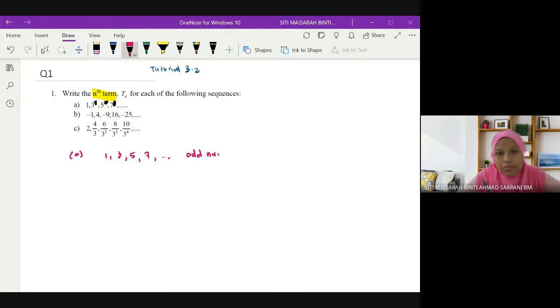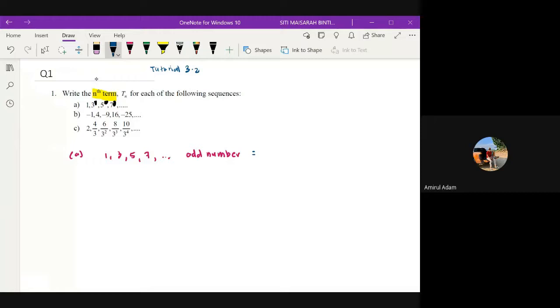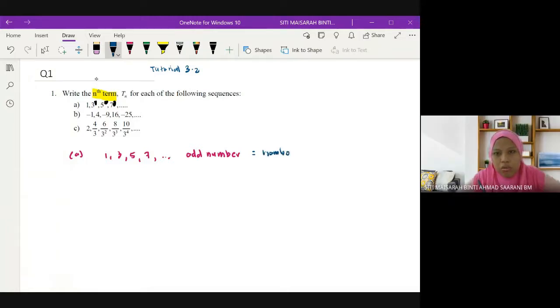What is an odd number? What is an odd number actually? Kalau in Malay kita sebut apa? Nombor ganjil. This is nombor ganjil lah. Okay, kalau nombor ganjil, suppose kita consider n equals to 1. The n term for odd numbers is Tn equals to 2n minus 1. This is bila kita consider n equals to 1 lah. Tn equals to 2n minus 1.